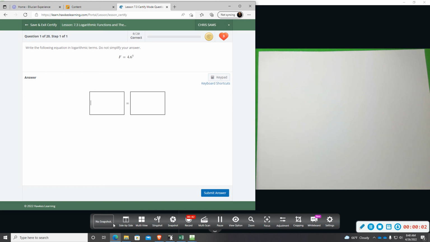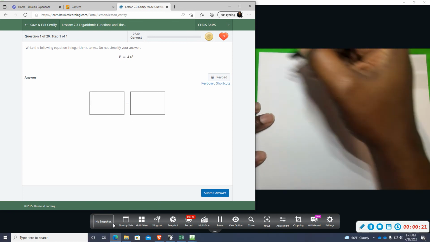All right, today we're going to be looking at section 7.3, log functions and their properties. I'm just going to start out with giving you a few notes instead of going through the text and doing an overview. I'm just going to give you a few points to be mindful of.